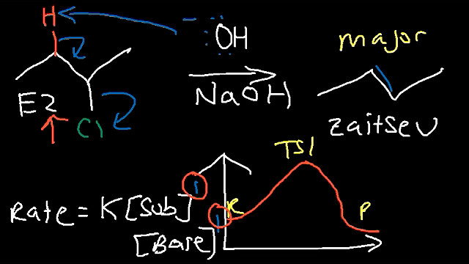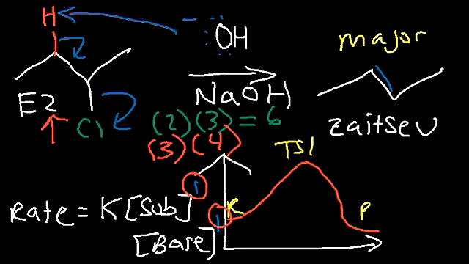Now, let's say you double the concentration of the substrate and triple the concentration of the base. What's going to be the effect on the rate? Well, 2 times 3 is 6. So the rate is going to increase by a factor of 6. If you triple the concentration of the substrate and quadruple the concentration of the base, the rate is going to increase by a factor of 12. You need to multiply the two.